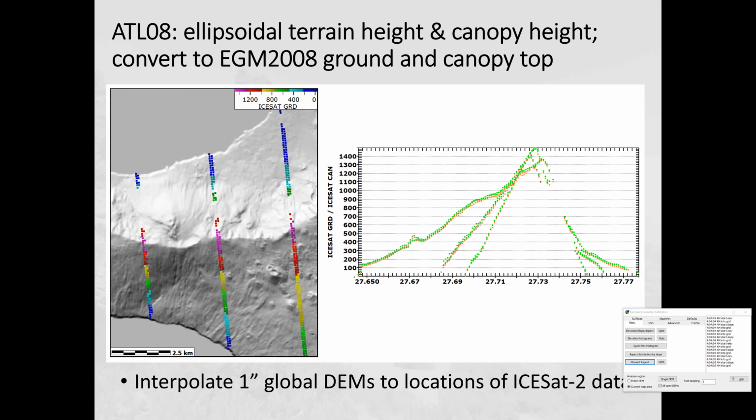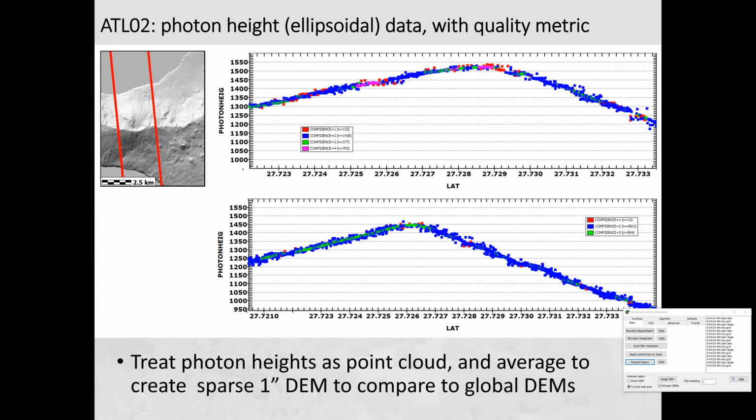And so you have these individual points. And so we interpolated the 1 arc second global DEM to each of these locations to come up with the height that SRTM or ALOS or Copernicus measured. We also looked at the ATL-02 data set, which is photon heights, where you get an individual measure approximately every meter along the track. So very short, but again, just along the track and then nothing on either side.